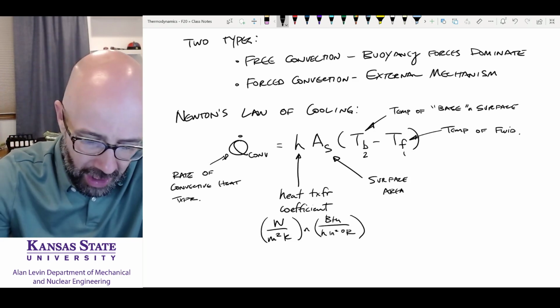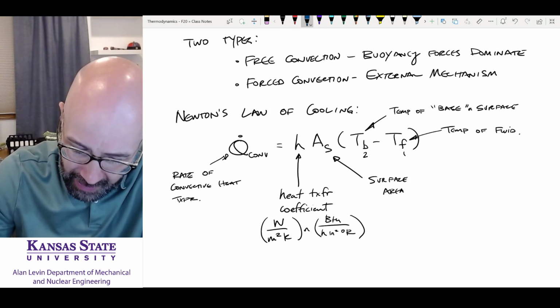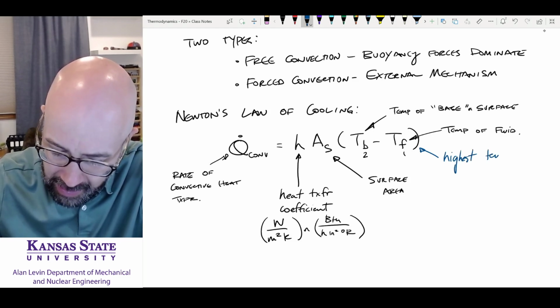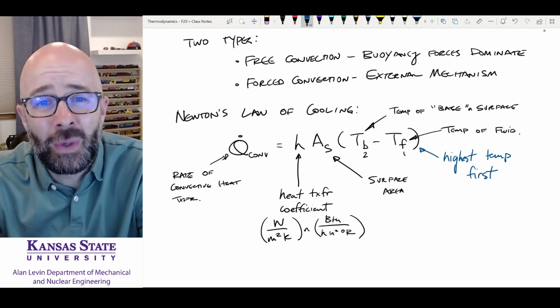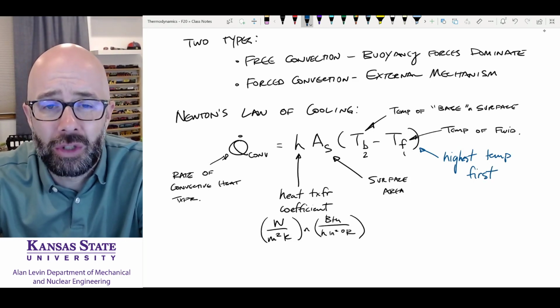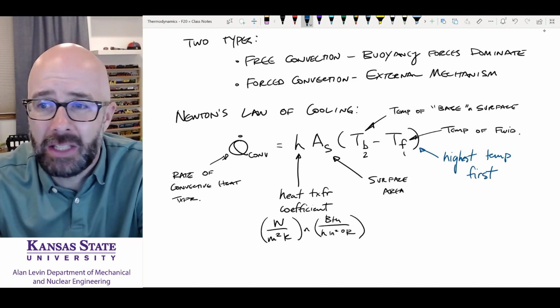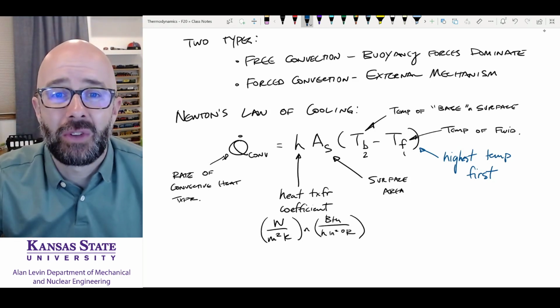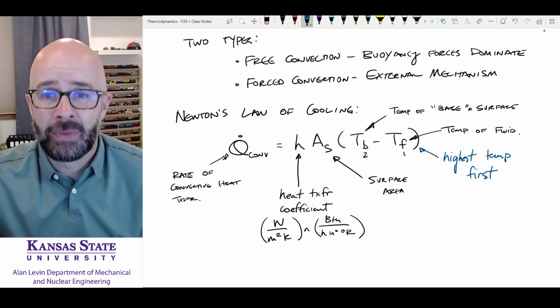Now the thing you need to know about this equation is you're going to have the highest temperature first. If your liquid is hotter, then it goes first. If your surface is hotter, it goes first. It doesn't matter which one it is, it goes first. You can change the order of these and it just doesn't matter. We just need to figure out what delta T is.